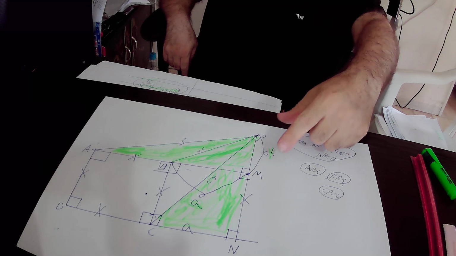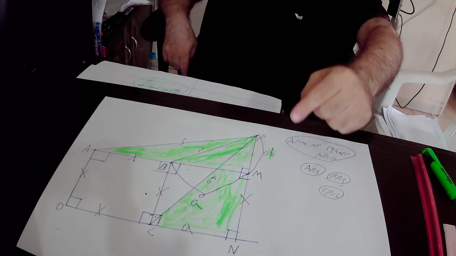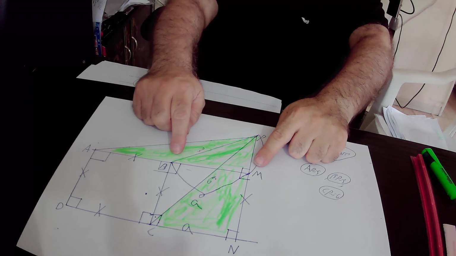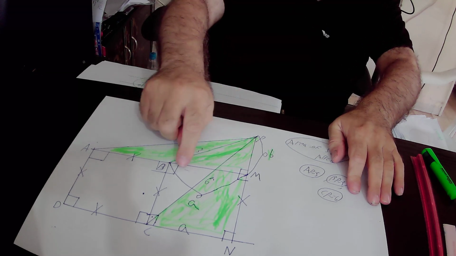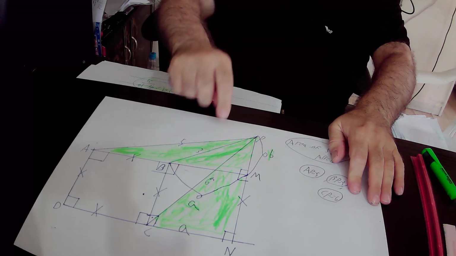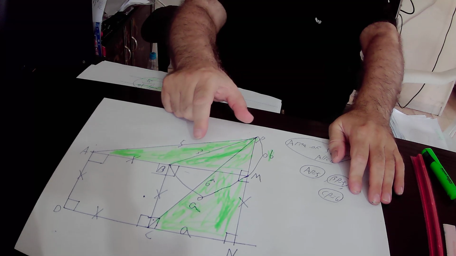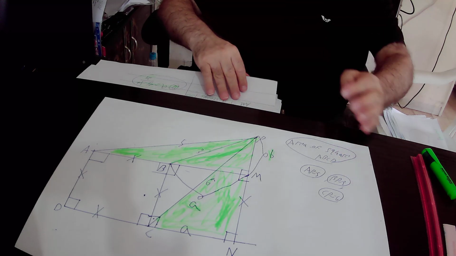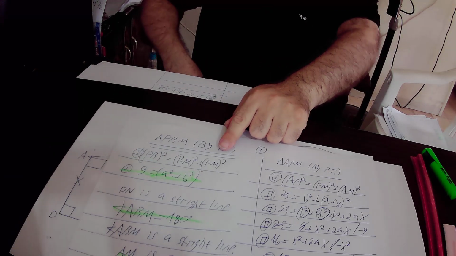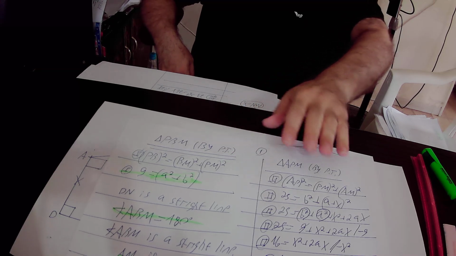Then we define side PM as B, we define side BM as A, and we implement the Pythagoras theorem on the right green triangle, triangle PBM. On the right triangle PBM, PB square equals PM square plus BM square.